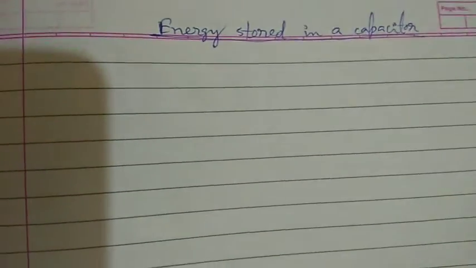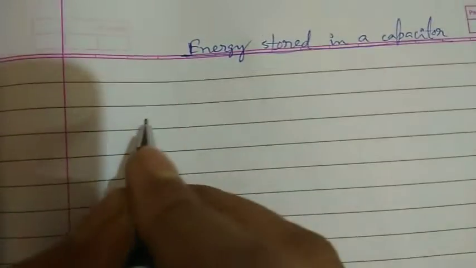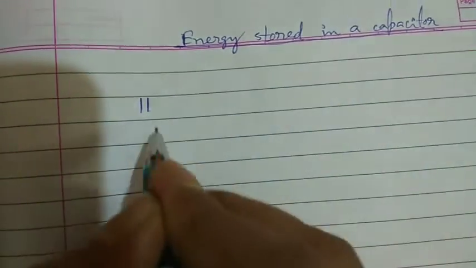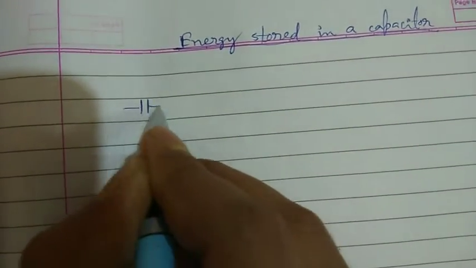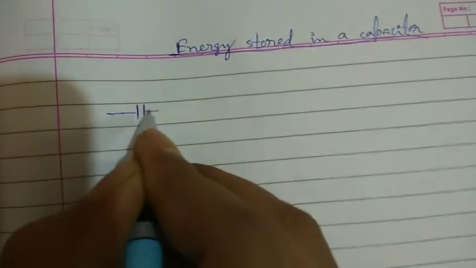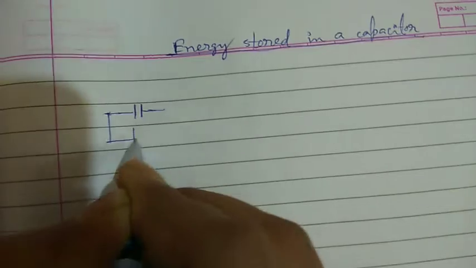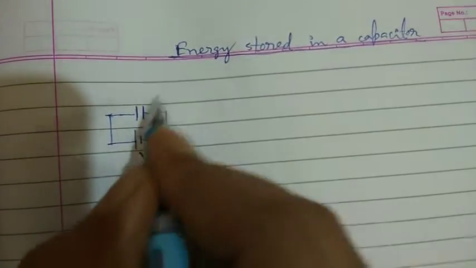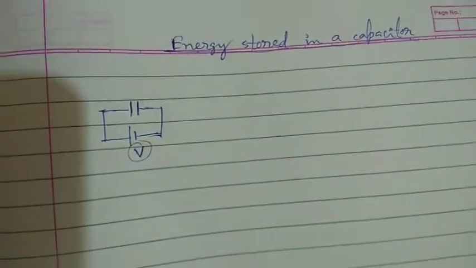Everyone, today we are going to discuss energy stored in a capacitor. Yesterday we discussed the value of capacitance of a parallel plate capacitor. Now whenever a capacitor, say a parallel plate capacitor, which is denoted by two parallel lines of the same length, is connected with a battery, it gets charged. It gets charged equal to the voltage of the battery.